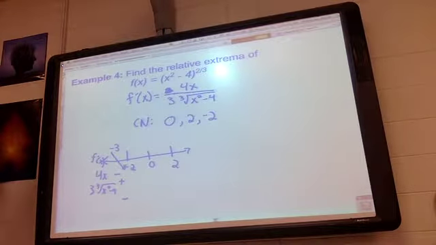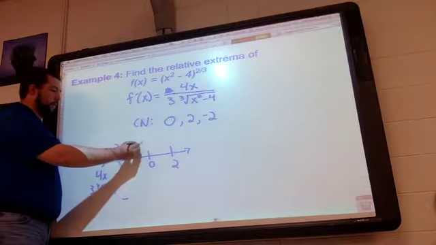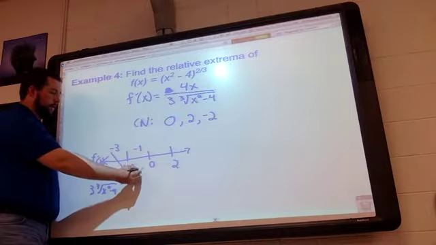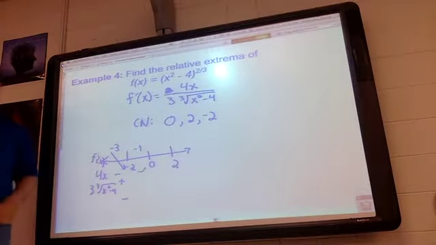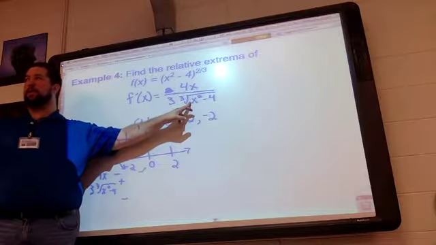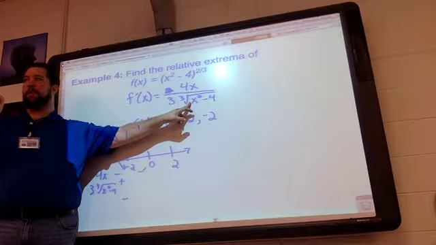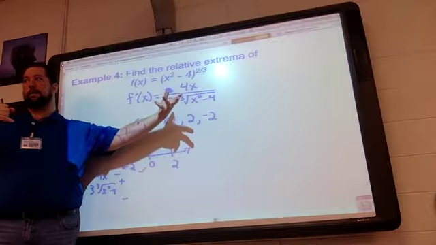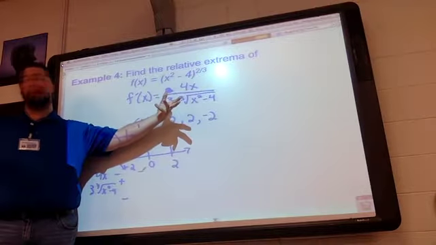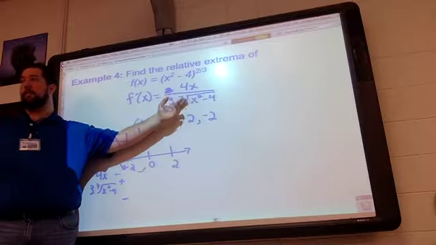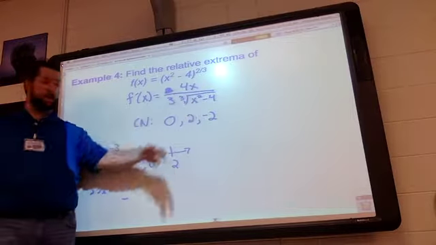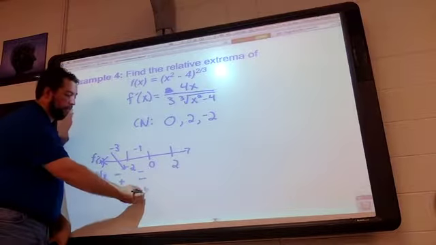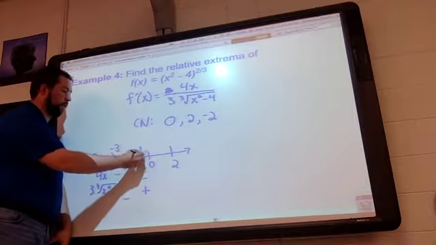So it is decreasing right there. All right, something between negative 2 and 0. Negative 1. If I plug that in the top, I get negative. In the bottom, I have negative 1 squared minus 4, which is negative. The cube root of a negative is a negative, so the bottom is negative. So overall, it's positive. So it's going to be increasing.